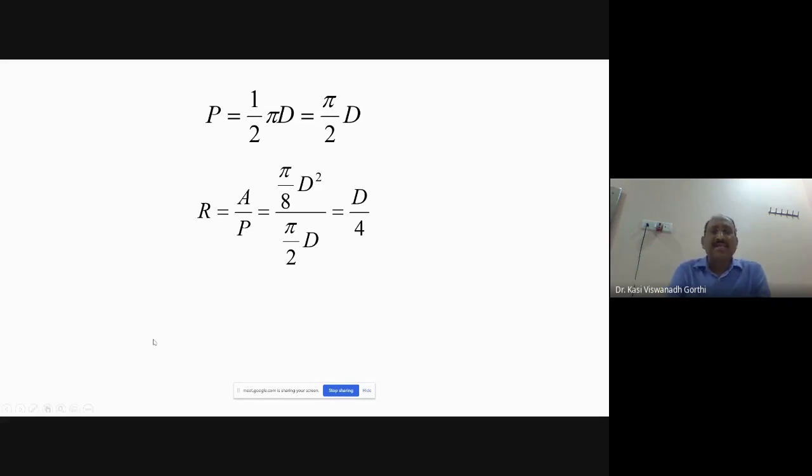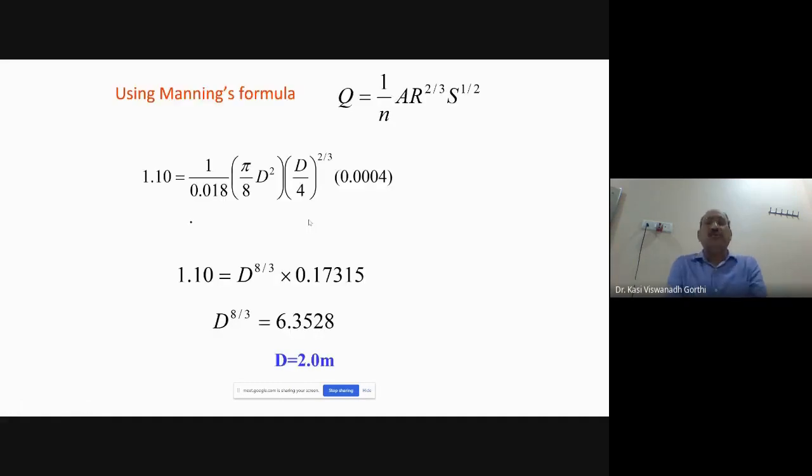Then hydraulic radius, by definition, is wetted area by wetted perimeter. Pi by 8 into d square divided by pi by 2 into d. D gets cancelled and you get only d by 4. R is equal to d by 4. So using Manning's formula, Q is equal to 1 by n, A r power 2/3 s power half. Please note that this is Manning's formula applied in the discharge equation Q is equal to A into V.